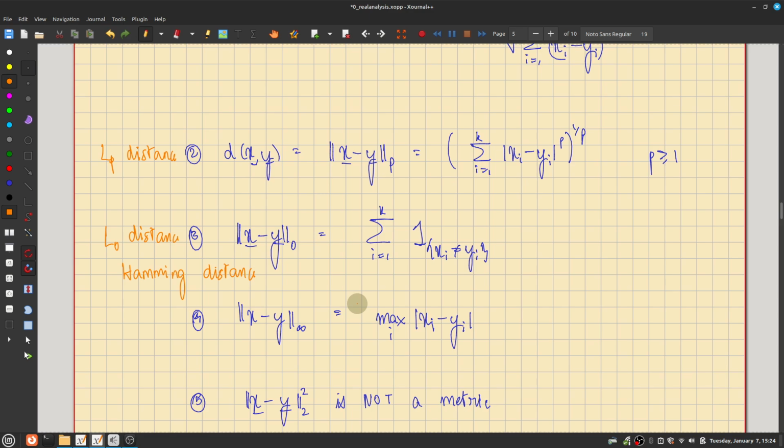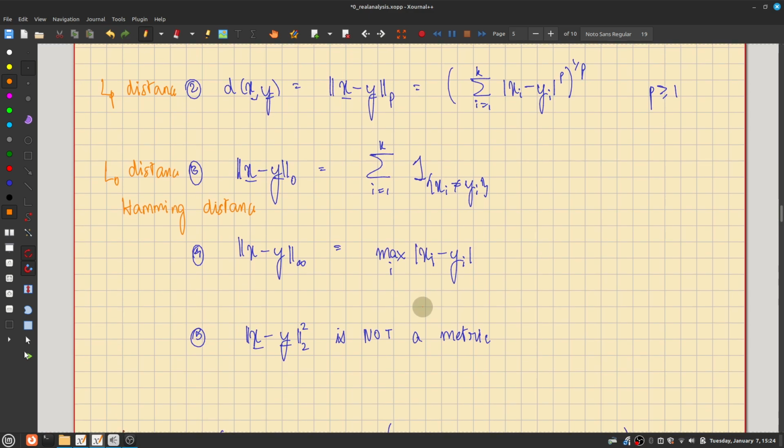And similarly, the L infinity distance is the maximum over all the components in which they differ. Right? But here is also an example of some function which is not a metric, which does not form a distance. If you take L2 norm squared, right? So L2 norm squared of x minus y, this is not a metric because it does not satisfy triangle inequality.